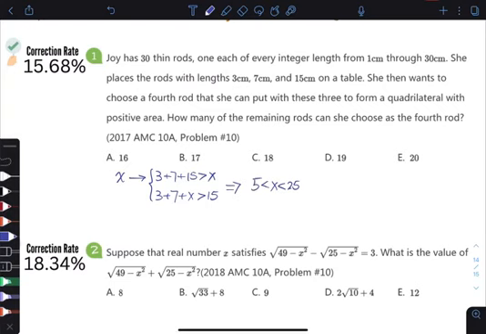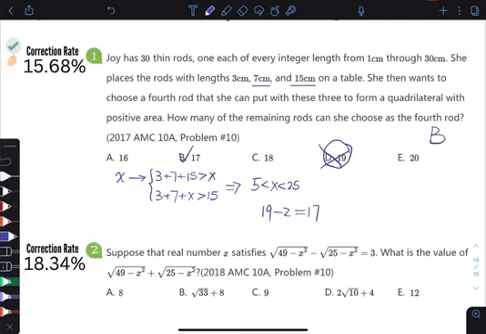Okay, seems like we can choose all the integers from 6 to 24, so that means we have in total 19 choices. So is D the correct answer? Actually, no. You need to notice that we already used the 7 and 15 centimeter rods, so you need to subtract those two. So the answer is 17. We choose option B.